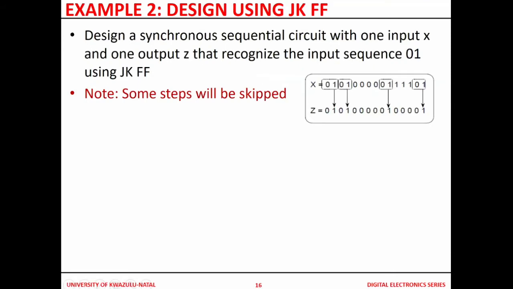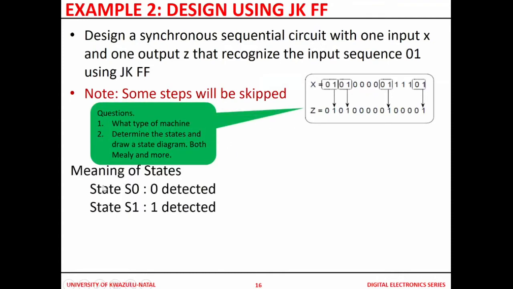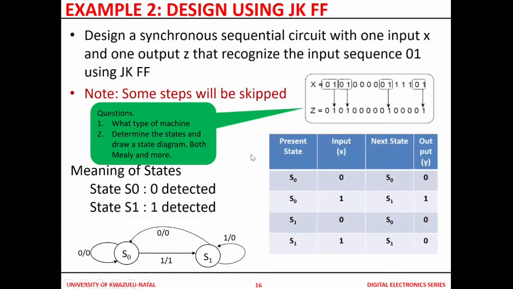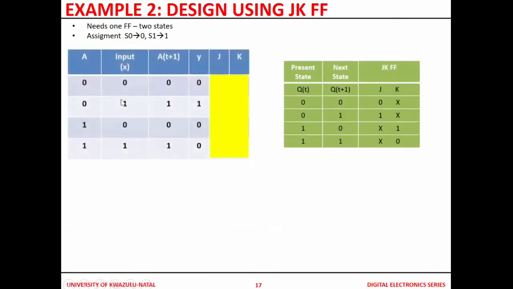The second example is designing a sequence detector that detects 0, 1 with the JK flip-flop. Remember, the first one was a D. So we said the meaning of states: state 0 is 0 detected, state 1 is 1 detected. Then we got that diagram. Somebody should try and get a Moore diagram and tell me if you can get it. Then that is our state table. Then we do state assignment. We say S0 is 0, S1 is 1. Then we get that table.